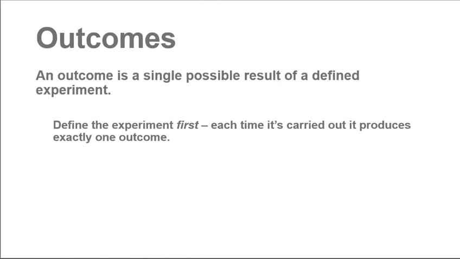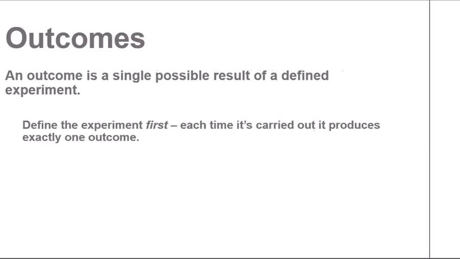An important note here is that you want to define your experiment first, and that each time the experiment is carried out, we're usually talking about experiments that can be repeated many times, we get exactly one outcome. So if you're flipping a coin 3 times, heads isn't going to be an outcome from that experiment. You could have multiple heads happening in any given experiment, but one outcome should result every time you perform the experiment.